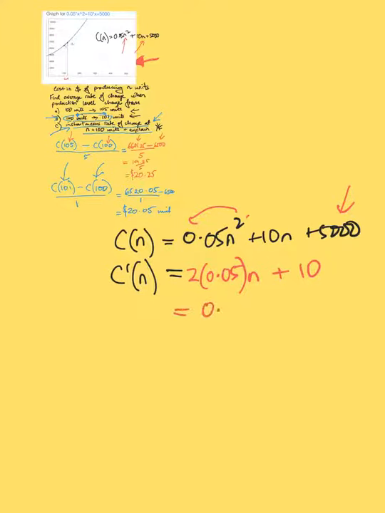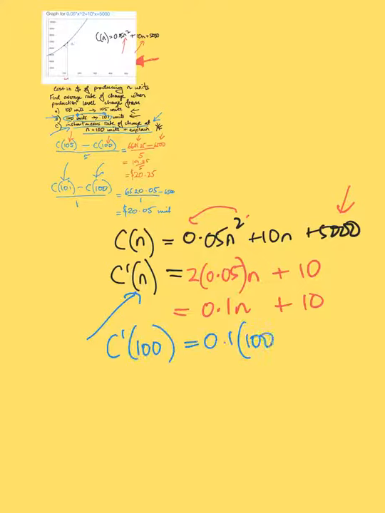So we've got 0.1n plus 10, and the question was asking me for what is the rate of change when production level is at 100 units. So then I want this. And that means it's going to cost me $20 per unit.